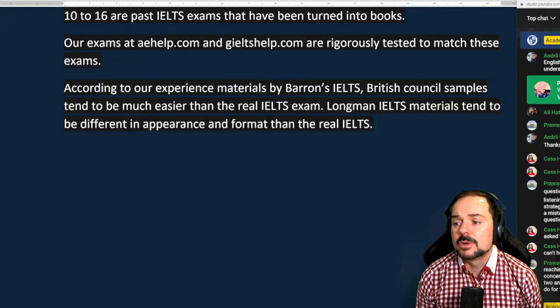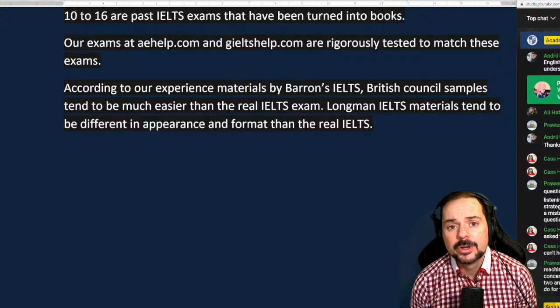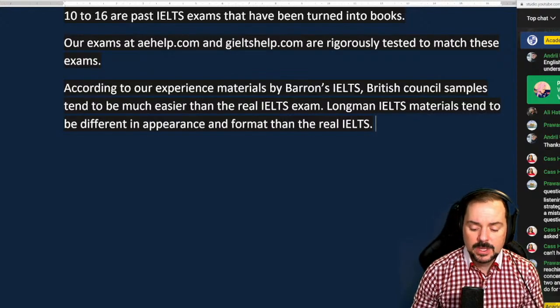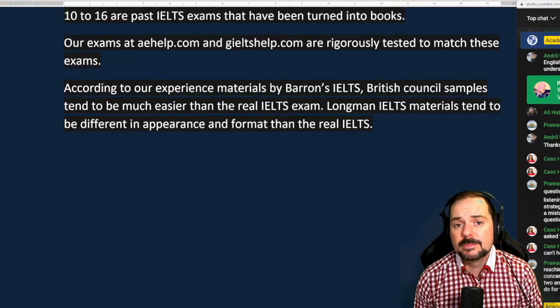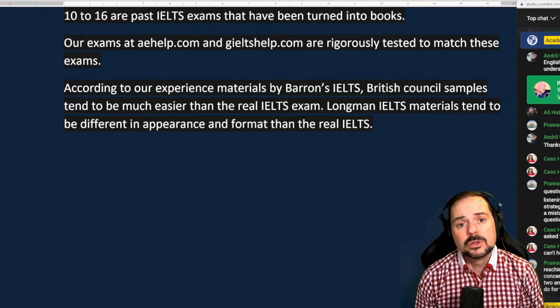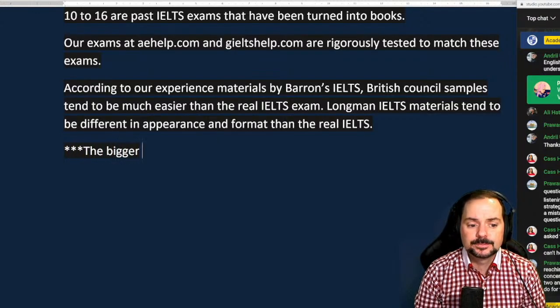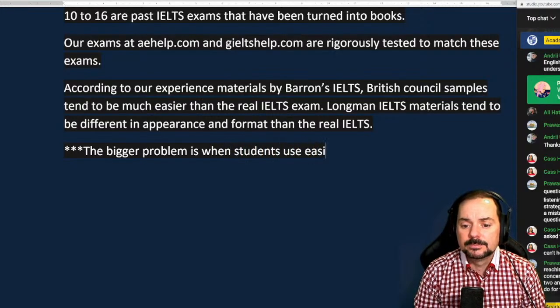Usually, Prabjit, the problem isn't that the materials are harder than the real IELTS exam. It's that they're easier. If the materials are a little bit harder than the real IELTS exam, that's not necessarily a bad situation, because if you can do them, then you'll do better on the IELTS. The bigger problem is when students use easier materials than the real IELTS.